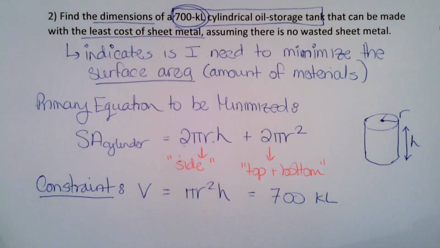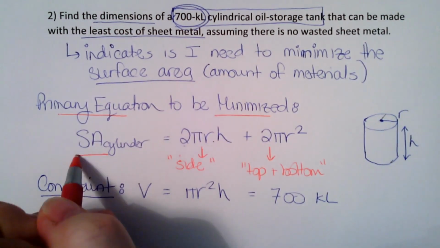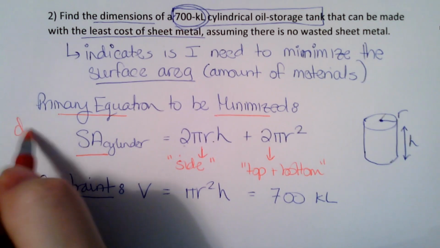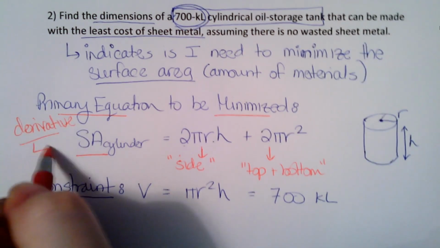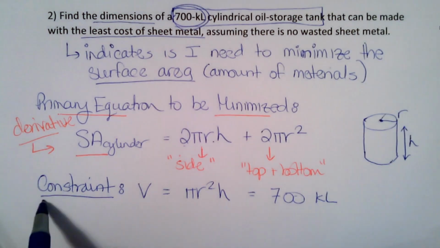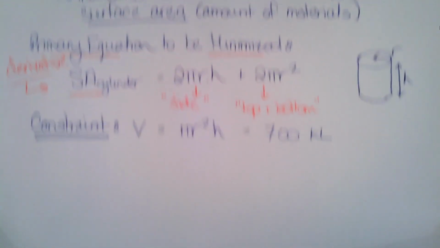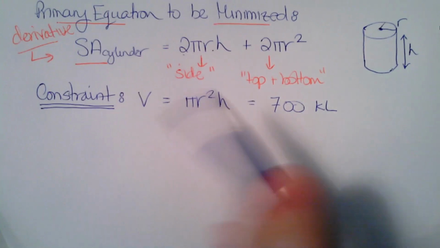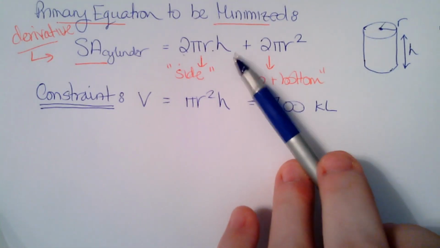So there is a primary equation to be minimized. I'm minimizing surface area. This is the one that the derivative will be taken of. But before you can do that, you have to put in the constraint. Alright, well, how do I put in the constraint? Well, the constraint is there to also help you put this function in terms of one variable.